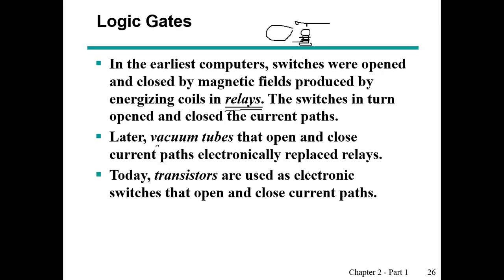Then came the vacuum tubes. Okay, they were used instead of relays again as switches to represent ones and zeros. And then came transistors, and right now we are working with transistors, and transistors are used as switches. So, and there are billions of transistors that are used as switches.